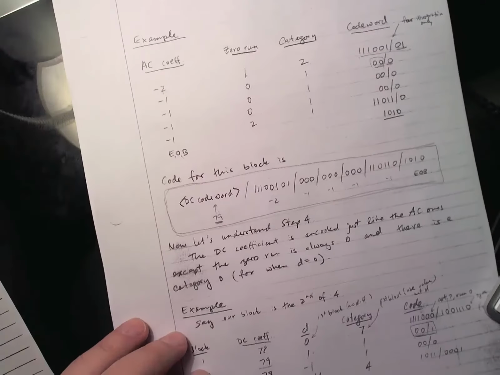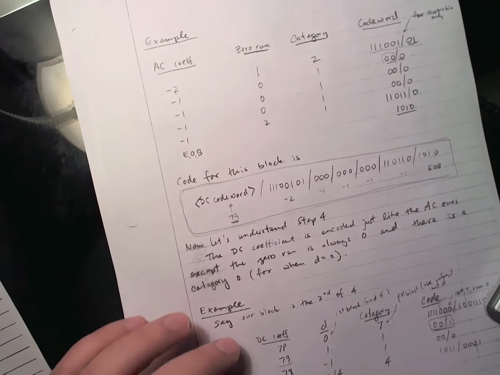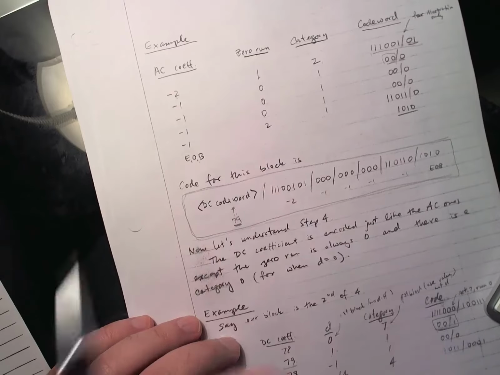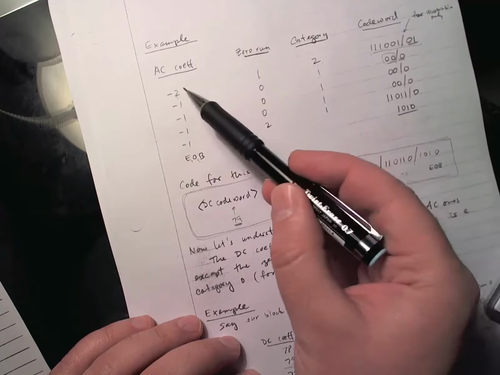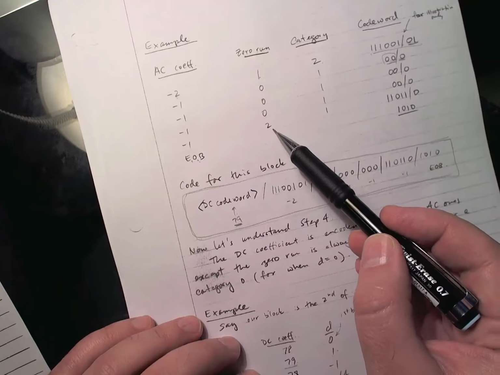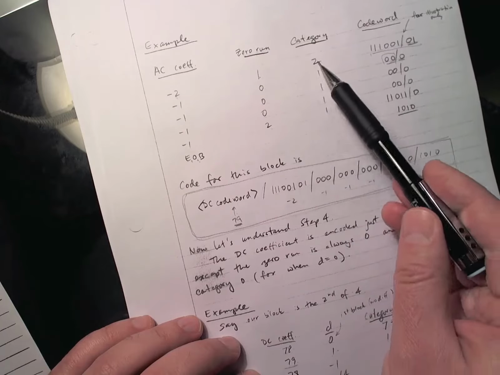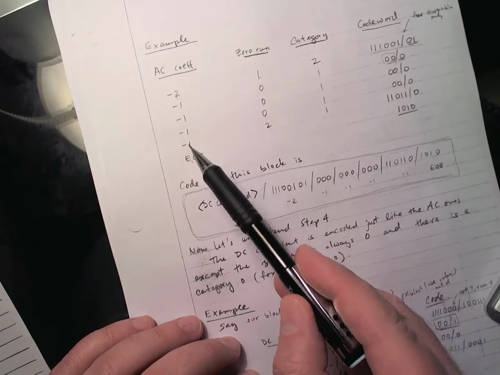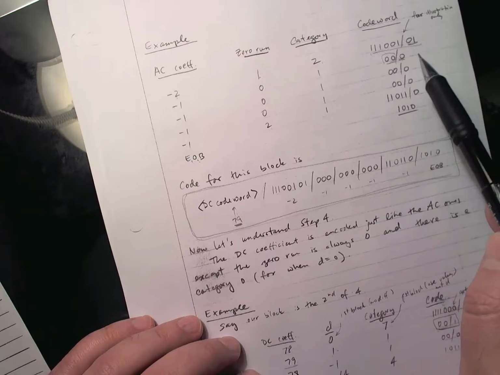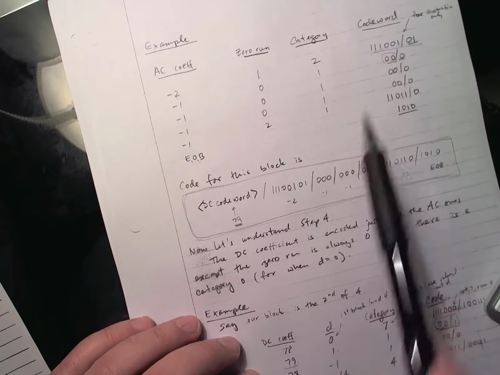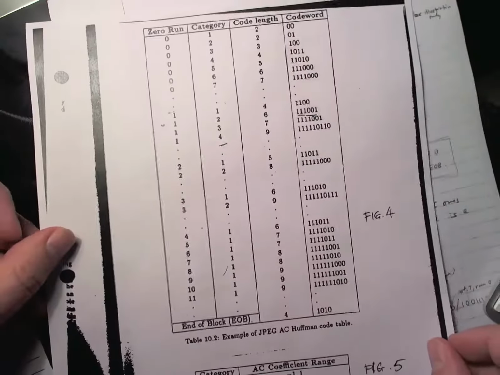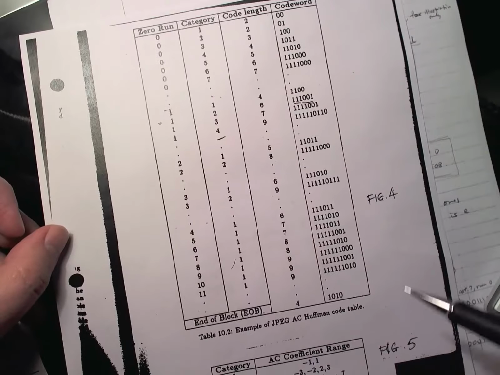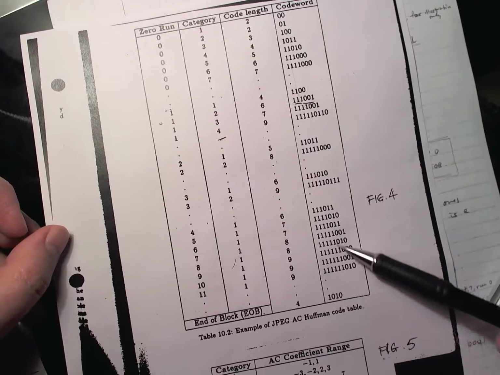And here's our example. So these are all the non-zero AC coefficients. This is how many zeros preceded each one. There's one with the 2 zeros. That's the category of these values. And then these are the code words. And these are taken from this code book, code table. This is a Huffman code.